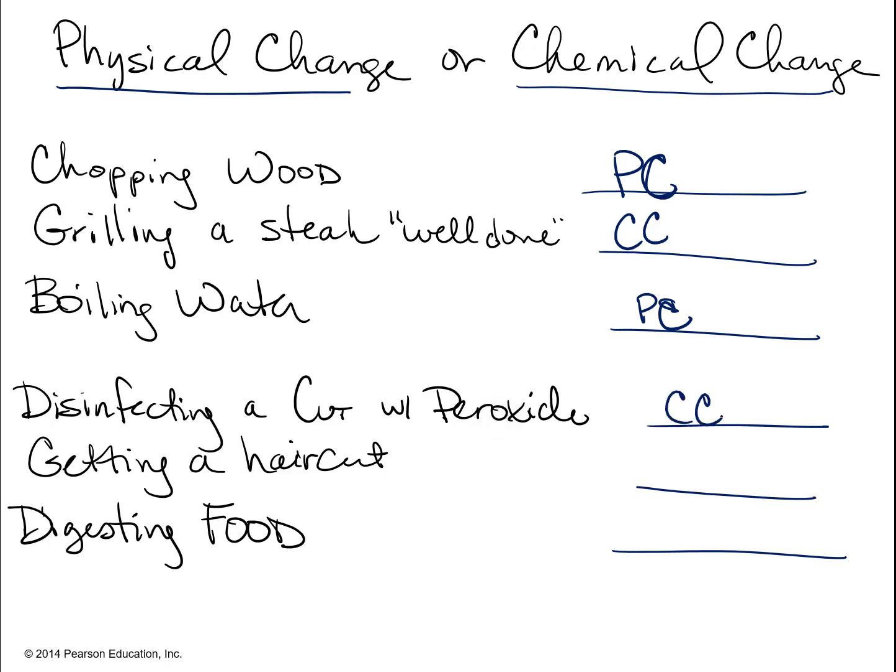Getting a haircut. Physical change. Digesting food. Chemical. Okay, so just some examples of things that you might see. And just keep in mind, if it's physical, you could heat it, cool it, push it back together. You could do something to change it back to its original condition. If you can't do that, then it's going to be a chemical change.